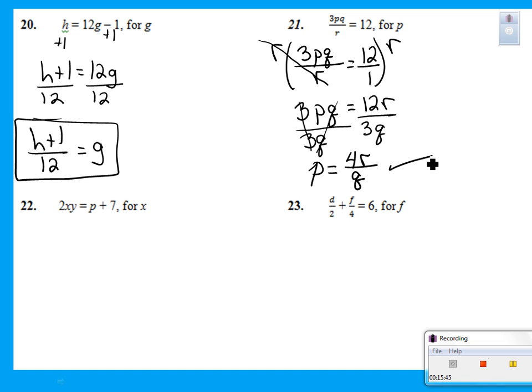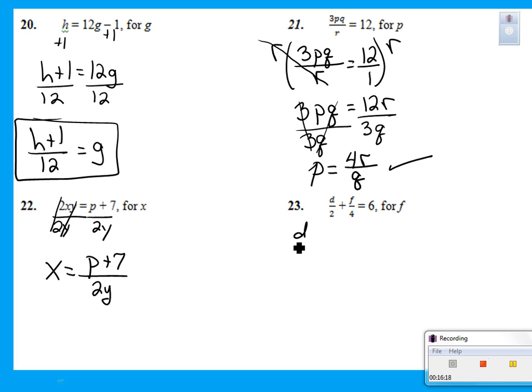So let's just do what it takes to get the variable by itself. On number 22, I need to get x all by itself. Well, on the left-hand side, I have 2 times x times y. To get rid of that times, I've got to divide. So I'm going to divide both sides by 2 and y. On the left-hand side, all I'm left with is an x. On the right-hand side, I've got p plus 7 over 2y. And I've got it whipped.